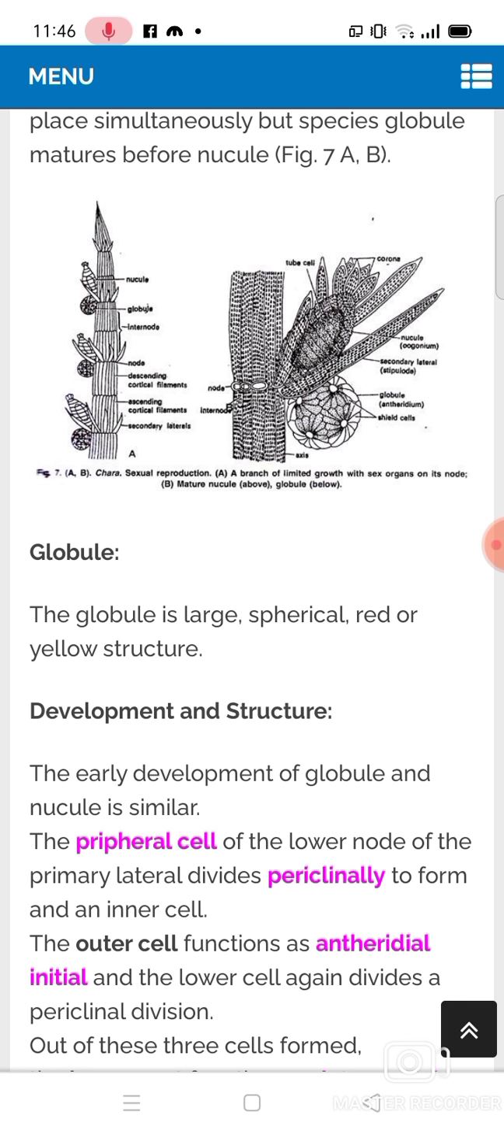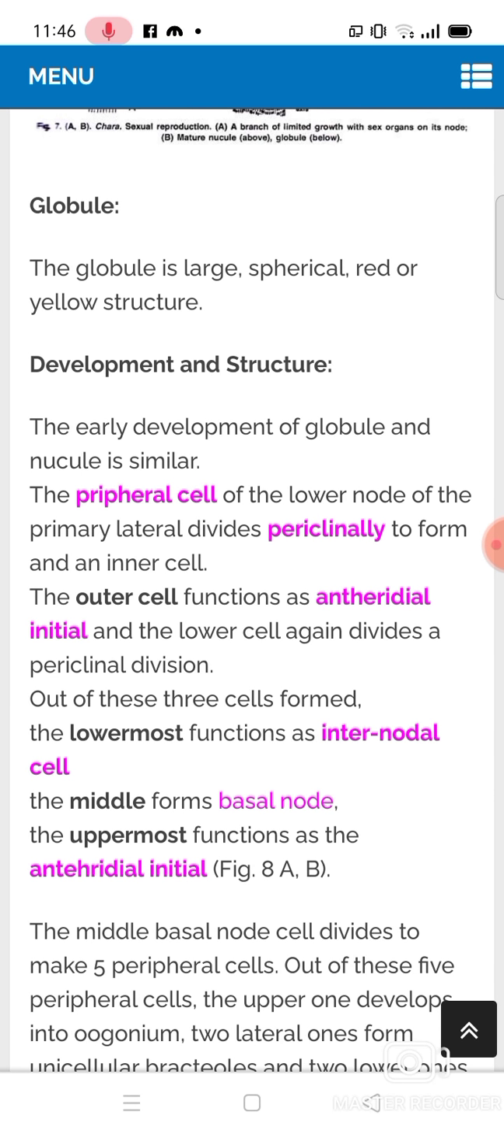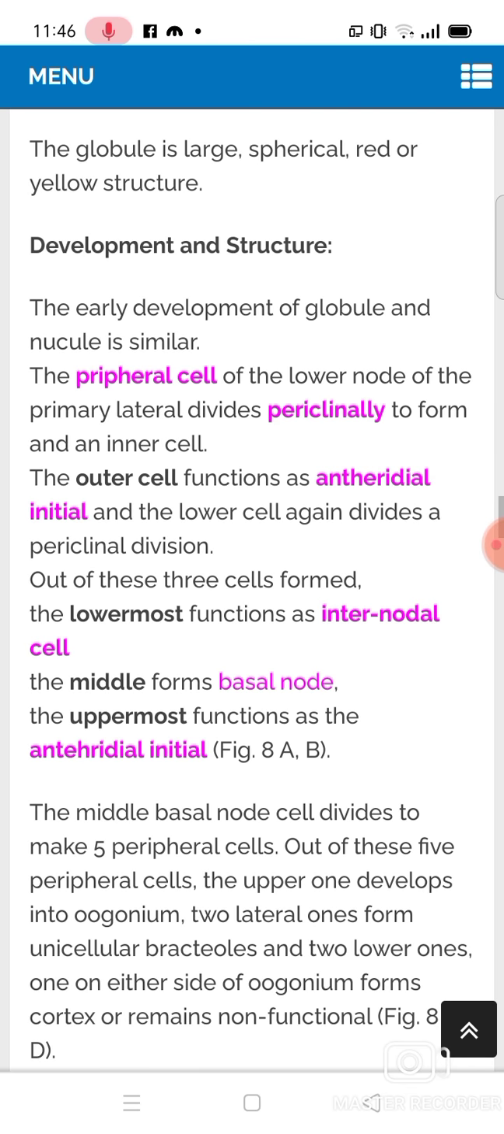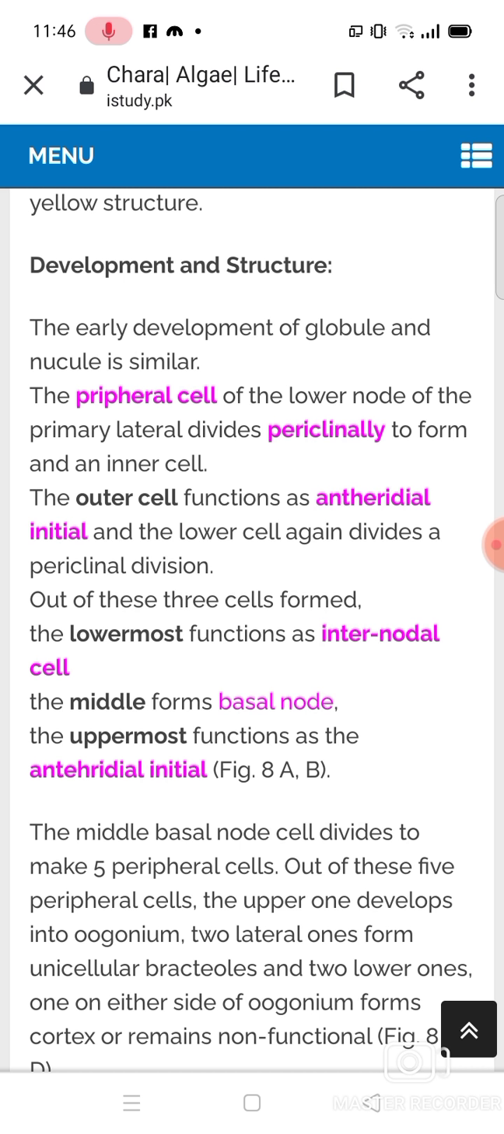So first we will talk about the male sex organ, which is the globule. The globule is a large spherical red or yellow structure. So this is the general appearance of the globule. Next is the development and the structure of the globule.